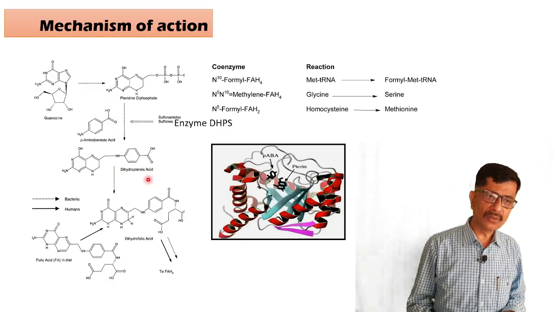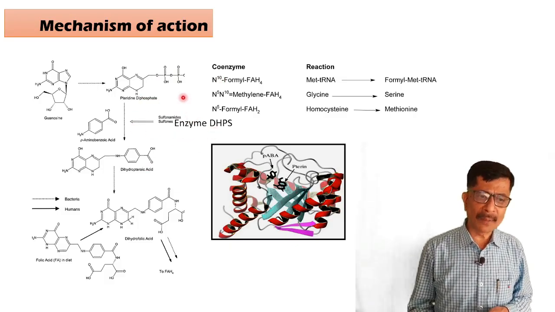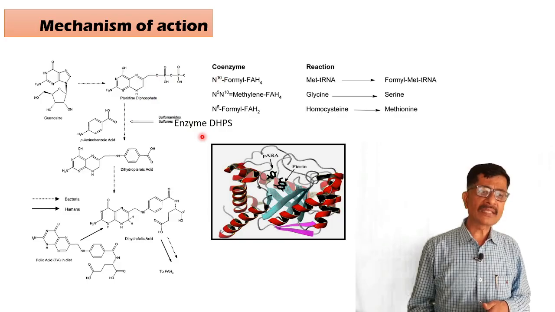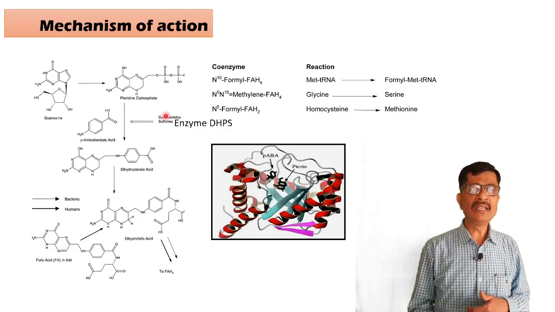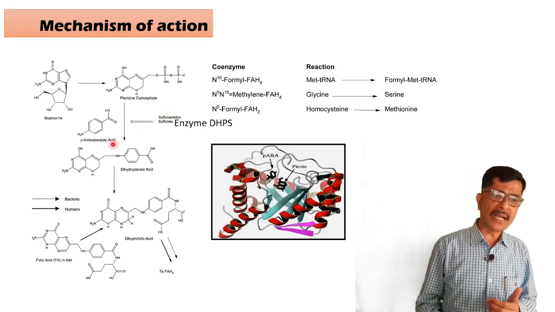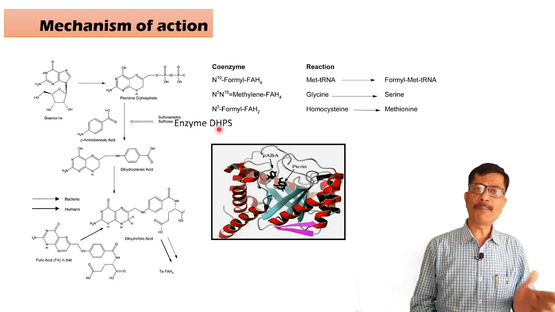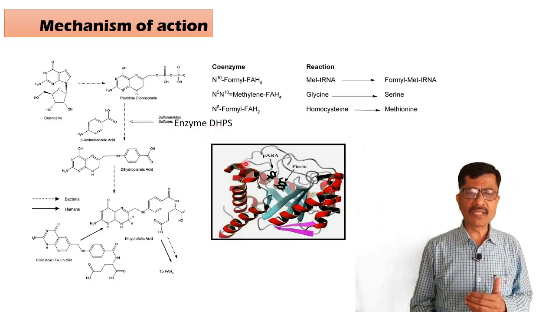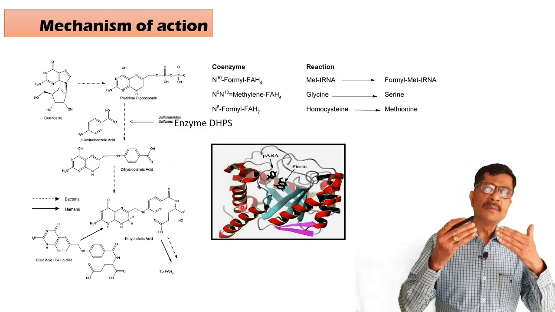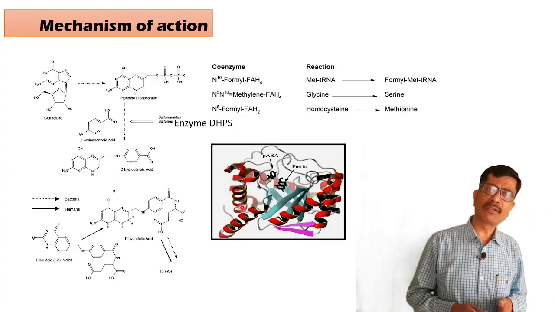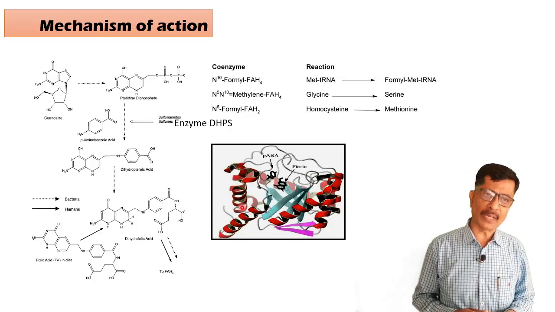So this is how bacteria generate their folate coenzymes, and sulfonamides, being structurally similar to PABA, para-aminobenzoic acid, competitively inhibit the binding of para-aminobenzoic acid to the enzyme DHPS. So instead of PABA, the sulfonamide binds to DHPS and this chain terminates. So it prevents biosynthesis of folate coenzymes, which are required for bacterial multiplication, and it shows a bacteriostatic effect.